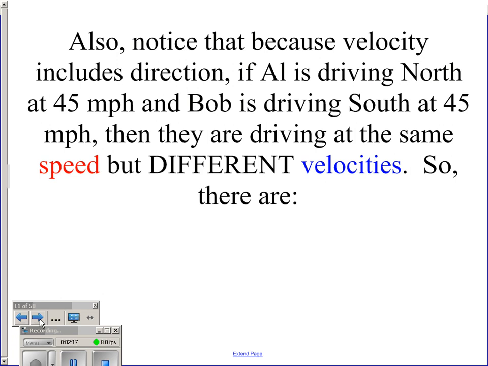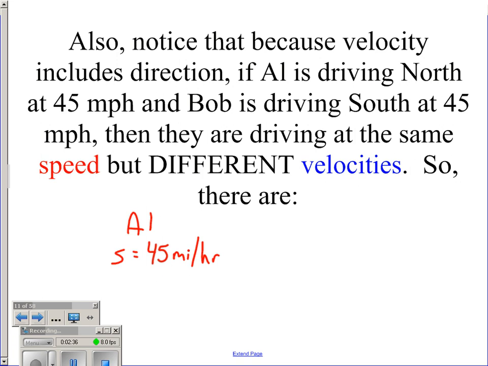And here's an example here. It says if Al is driving north at 45 miles an hour and Bob is driving south at 45 miles an hour, they have the same speed but different velocities. Check it out. For Al, he's driving north at 45 miles an hour. So Al's speed is 45 miles per hour.